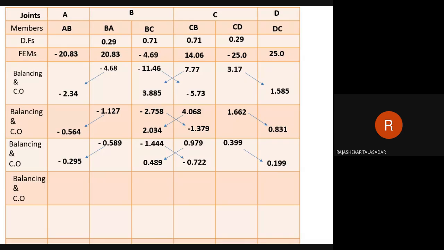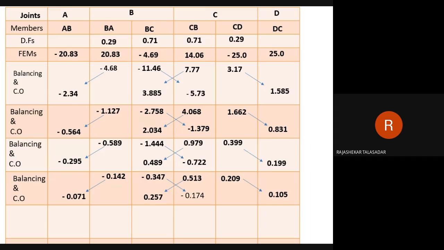Can you do one more cycle now? Do this balancing and carry over. 2 more cycles you have to do, so that at least 5 cycles you do. Now look at this cycle. Are you getting the same values? Yes, is it correct? Yes, sir.